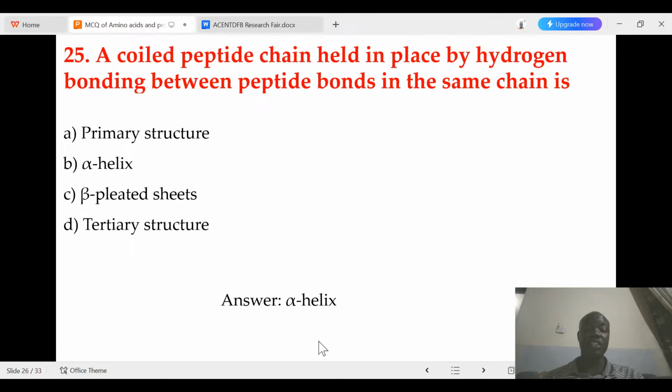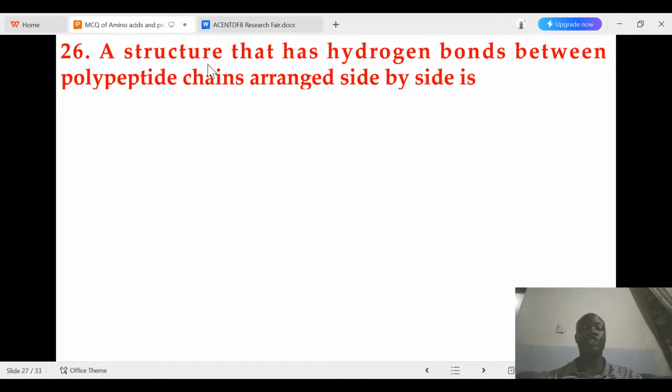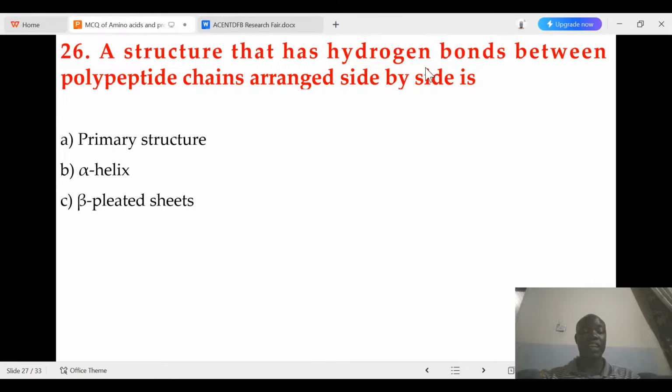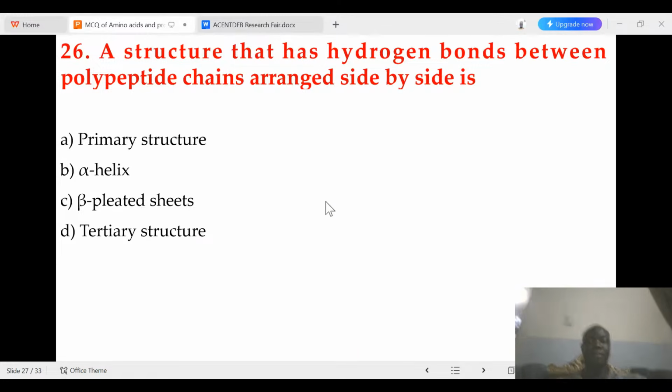But for the beta pleated sheets, let's look at this. A structure that has hydrogen bonding between polypeptide chains arranged side by side is: A. Primary structure, B. Beta helix, C. Beta pleated sheet, D. Tertiary structure. So what is the answer to question 26? I need the answer for question 26.